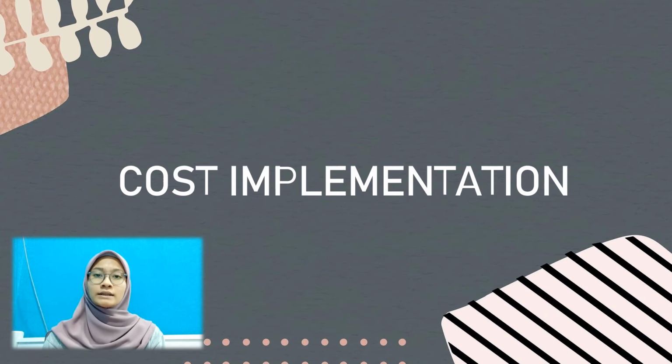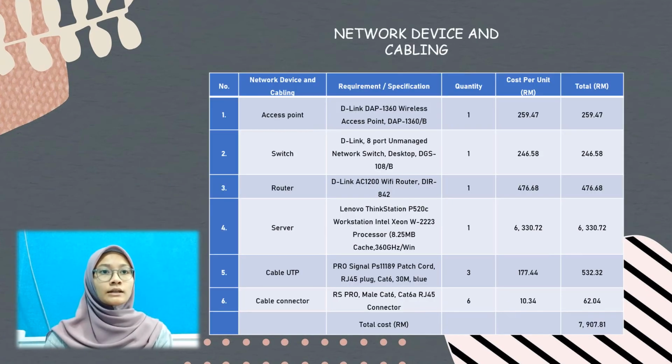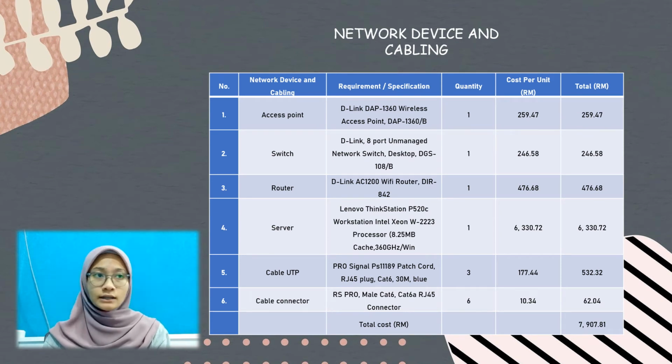My name is Nofaika binti Azhar and I will continue with course implementation. For network device and cabling, we use an access point, switch, router, server, UTP cable and cable connector. For the access point, switch, router and server, the quantity that we use is 1. For UTP cable, we use 3, and for the cable connector, the quantity is 6. The total cost for network device and cabling is 7,907.81 ringgit.